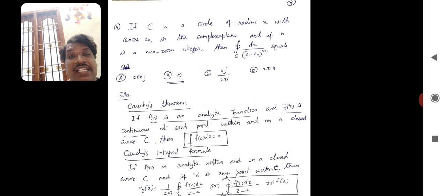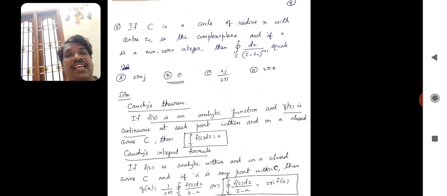Cauchy's theorem says, if you take a function f of z which is analytic inside and on the closed curve C, and its derivative f dash of z is continuous, then I can say the integration of f of z dz is 0.